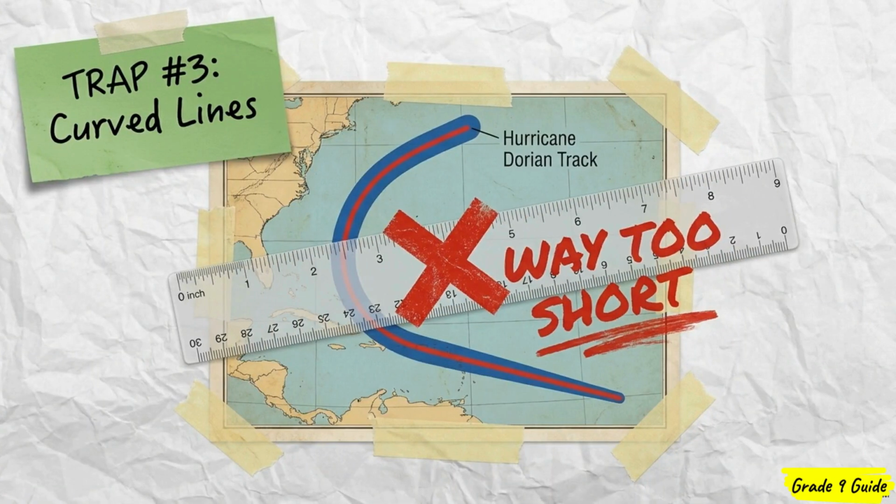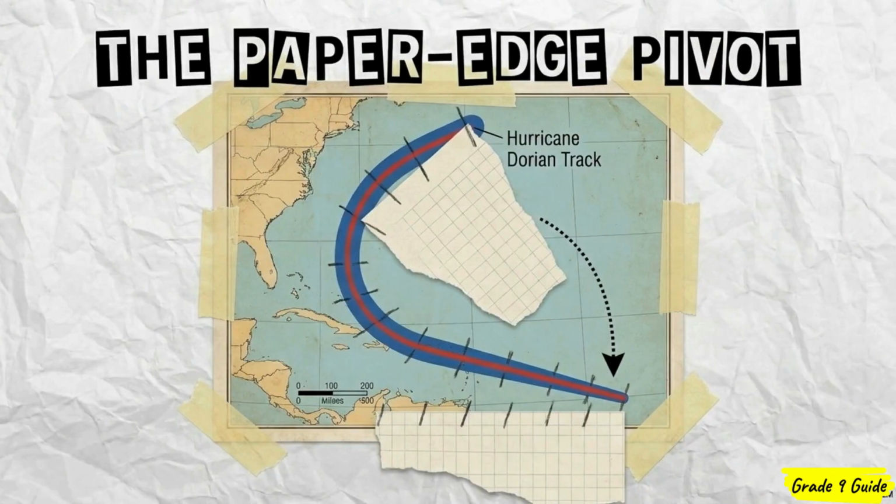Trap number 3, curved lines. In 2022, students were asked to measure a hurricane's track on a map. Thousands of them placed a ruler straight across the curve and got an answer that was way, way too short. The ruler is the trap. Stop using the ruler. Use the paper edge method.